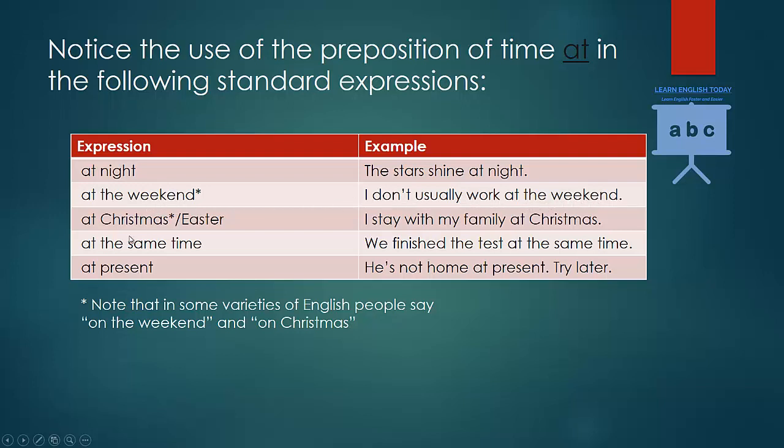At Christmas, and sometimes we say on Christmas or Easter, they are the same. I stay with my family at Christmas. At the same time. For example, we finish the test at the same time. And the last one, at present. He is not home at present. Try later. Note that in some varieties of English people say on the weekend. So at Christmas or on Christmas, at the weekend or on the weekend, there is no difference.